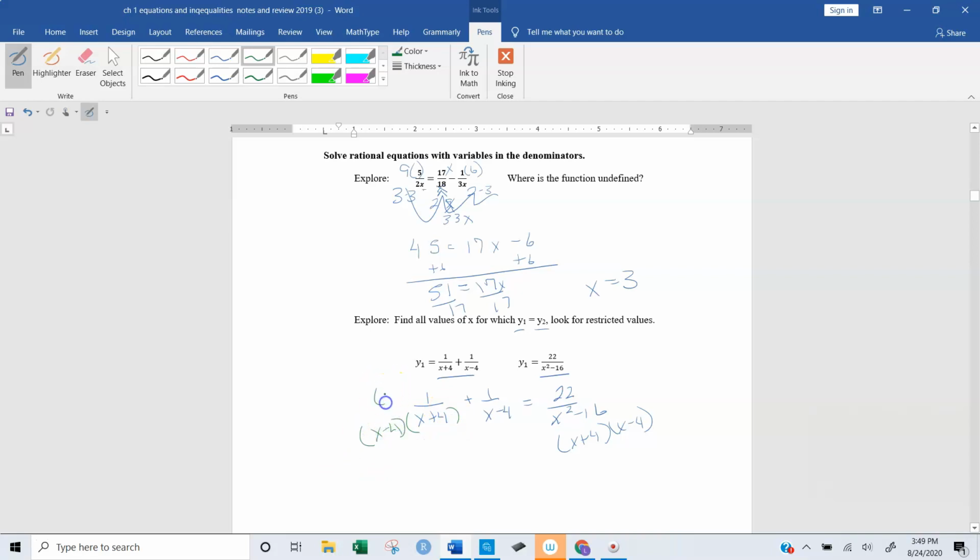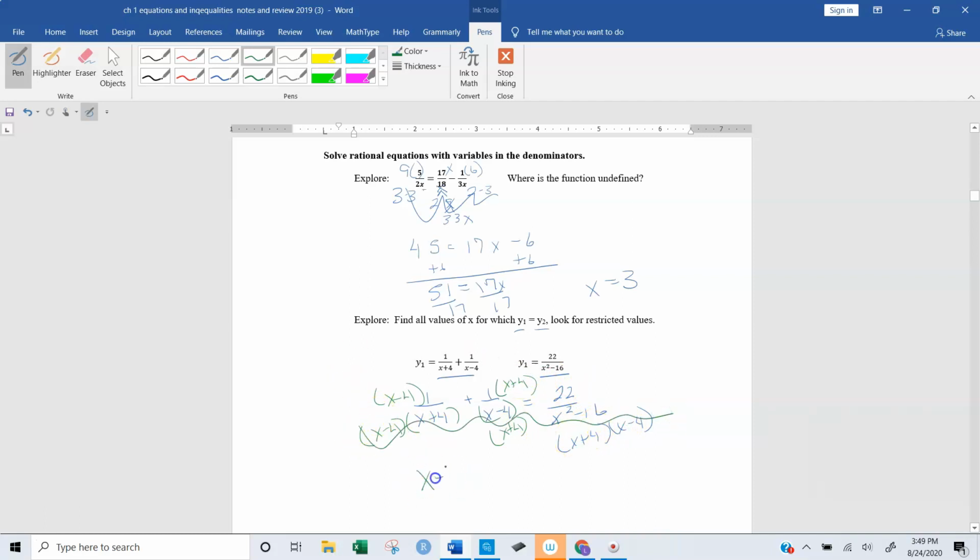Don't forget the numerator. X minus 4 looks like it needs an x plus 4. Don't forget the numerator. 22, well, it's got everything. It doesn't need anything. Okay, the denominator's now gone.